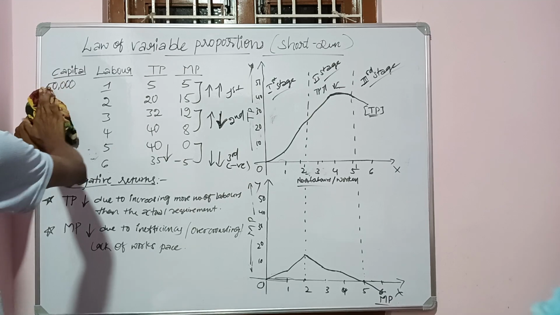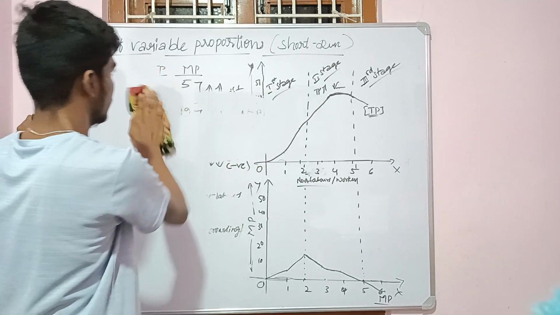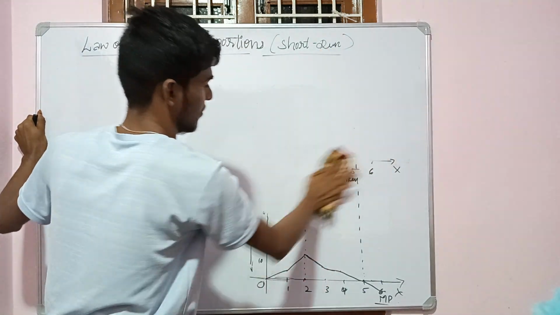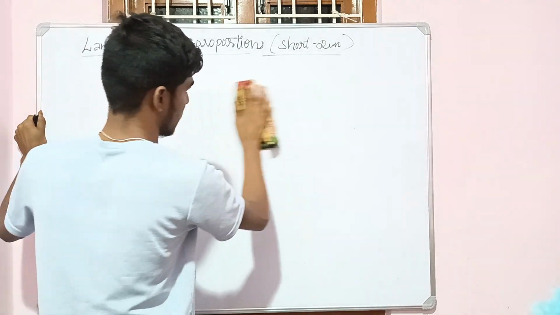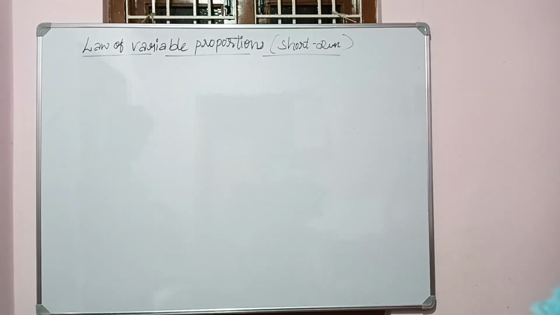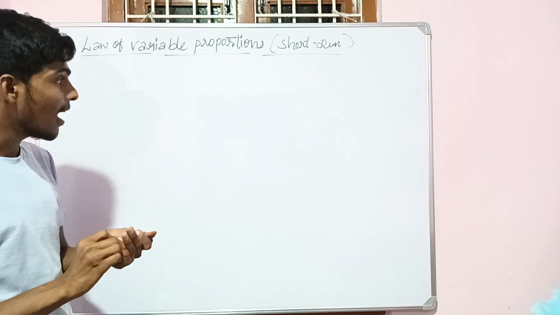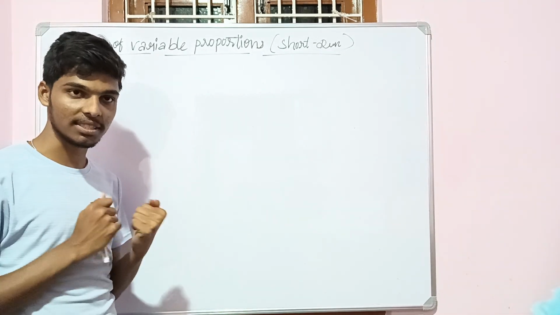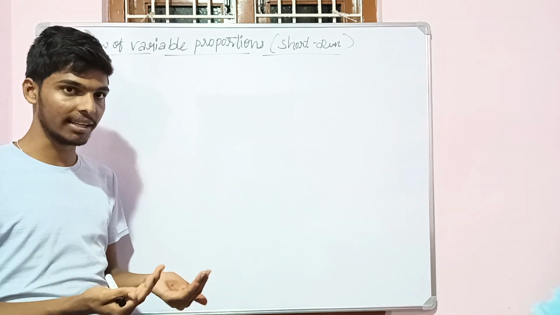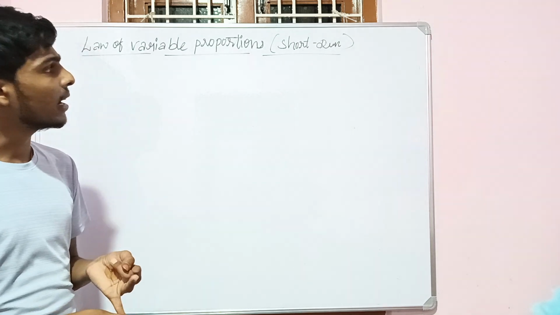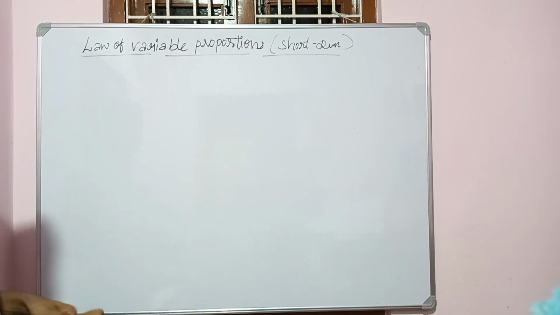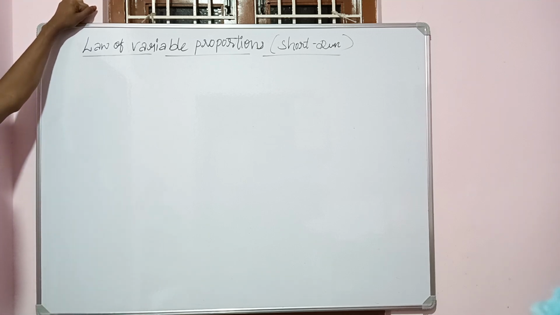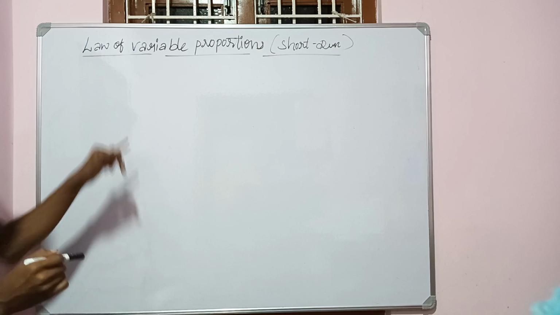Now I can explain with an example. You can easily understand. The law of variable proportion says how the output in the production process changes with a change in variable factors such as labor and raw materials, etc. in the short run scale of production. Now I can say an example. There is a sugarcane seller.